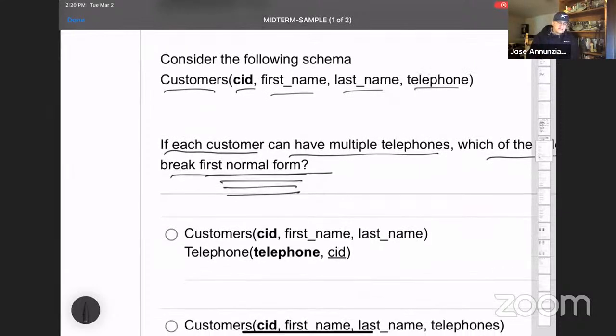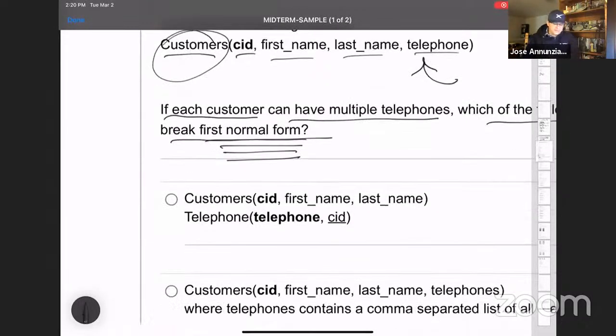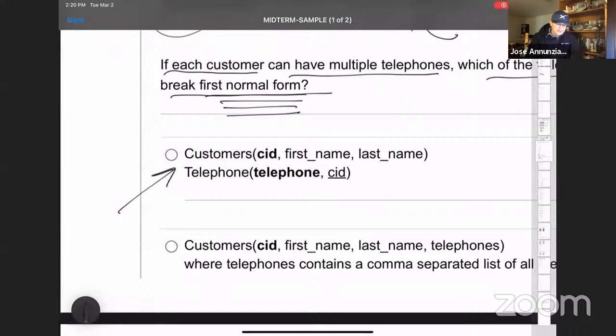So let's look at this. We want customers to be able to have multiple telephone numbers. What if you had phone 1, phone 2, 3, 4, and so on? Very similar to the example in one of the slides. So how do you fix that? If you remember, the fix was to split the one table into multiple tables, where we have a separate table that stores all the telephones for that particular customer or person.